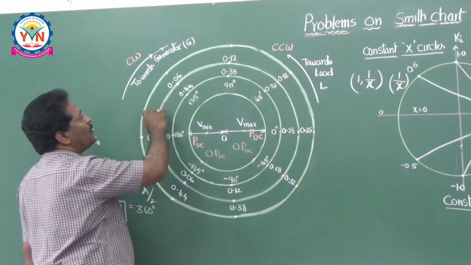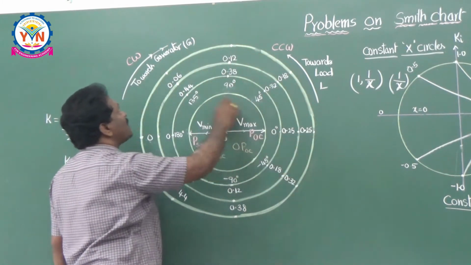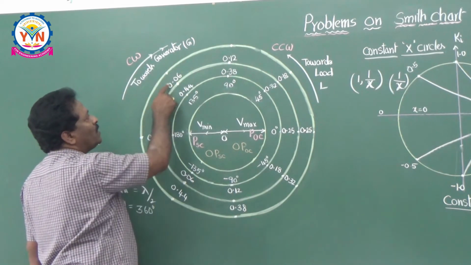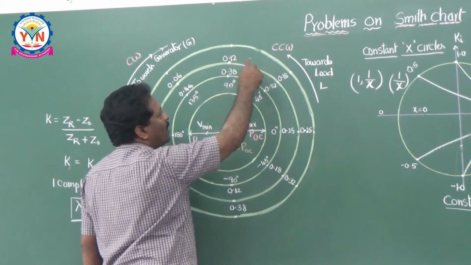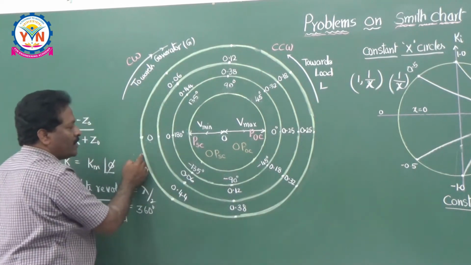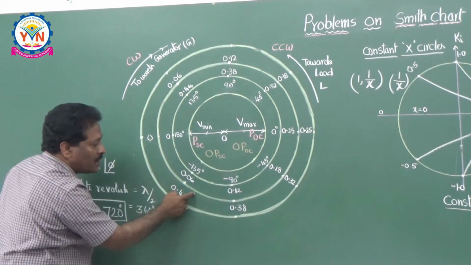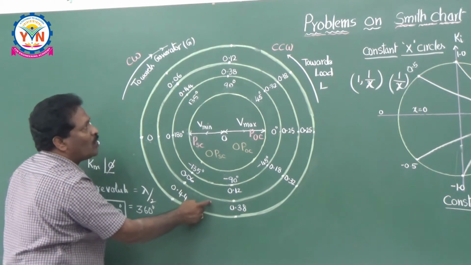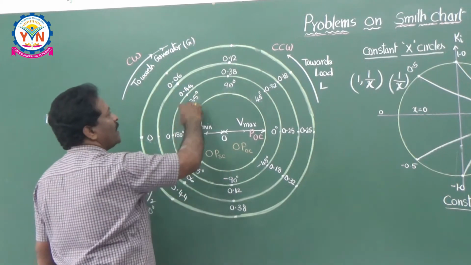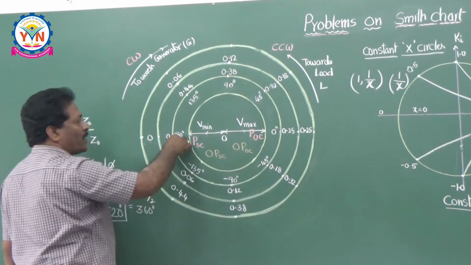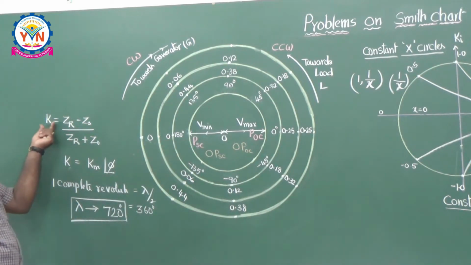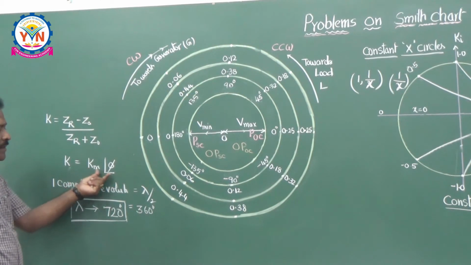For example, the outermost scale tells about movement towards the generator, and it reads 0.06 lambda, 0.012 lambda, 0.018 lambda, 0.25 lambda, and so on. The next scale tells about movement towards the load, also in terms of lambda. The inner one is the protractor, telling the angle of the reflection coefficient, because your reflection coefficient has both magnitude as well as phase angle.